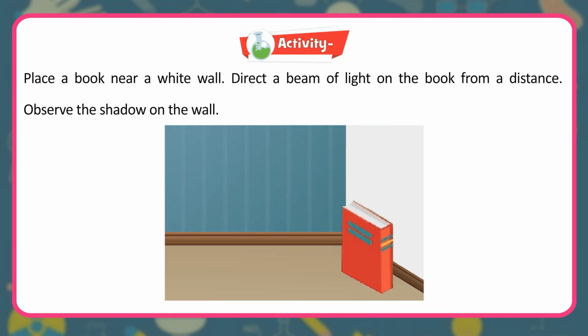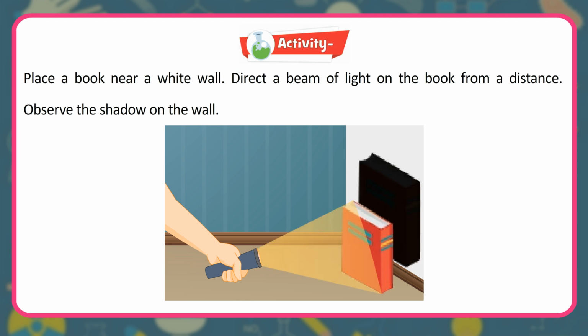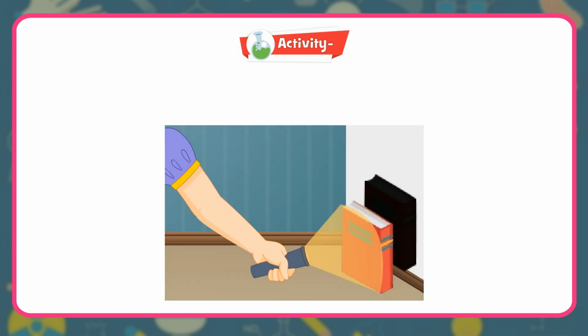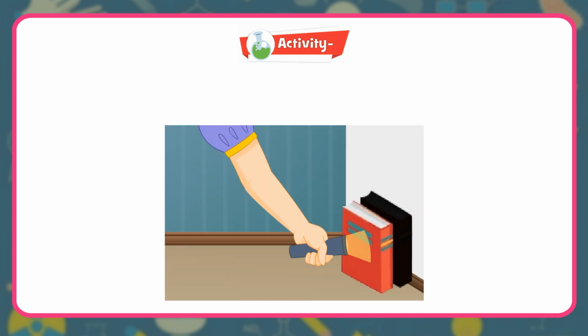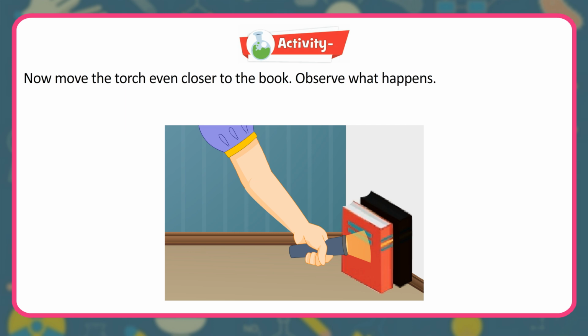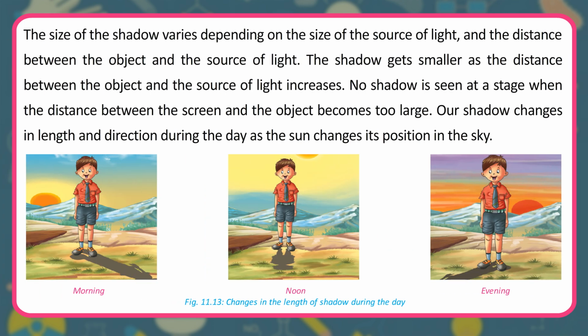Activity. Place a book near a white wall. Direct a beam of light on the book from a distance. Observe the shadow on the wall. Now move the torch closer to the book and observe again. Now move the torch even closer to the book. Observe what happens. The size of the shadow varies depending on the size of the source of light, and the distance between the object and the source of light.